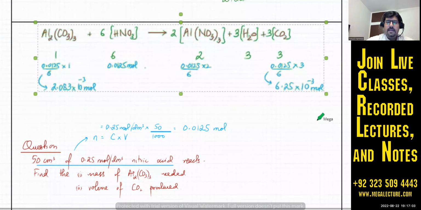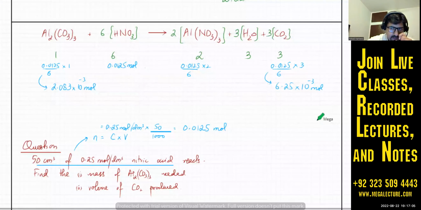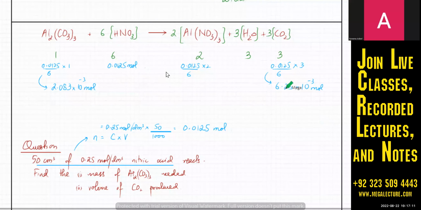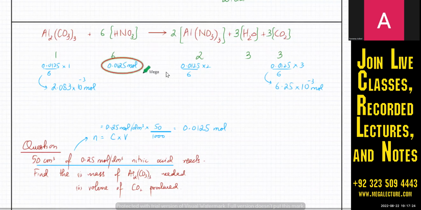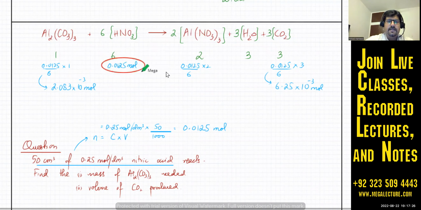I think with the space bar you can unmute yourself, and mute again afterwards. Okay, this one, 0.0125 moles, right?